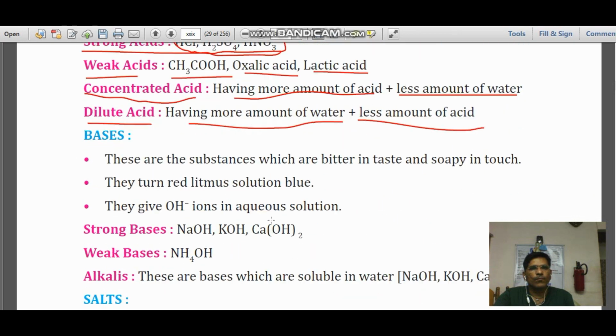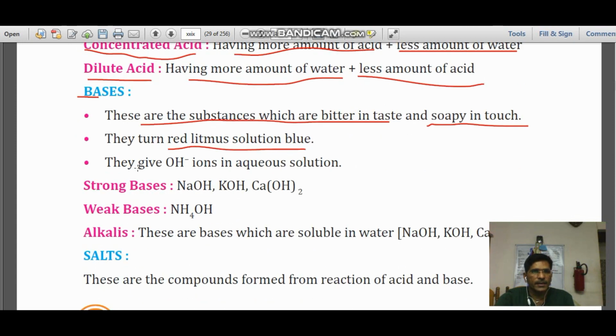Now base. What are bases? Substances which are bitter in taste and soapy in touch are called bases. A base turns red litmus blue and gives OH minus ion, or hydroxyl ion, in aqueous solution. So these are all the characteristics of a base: bitter in taste, soapy in touch, turns red litmus blue, gives OH ion in aqueous solution.